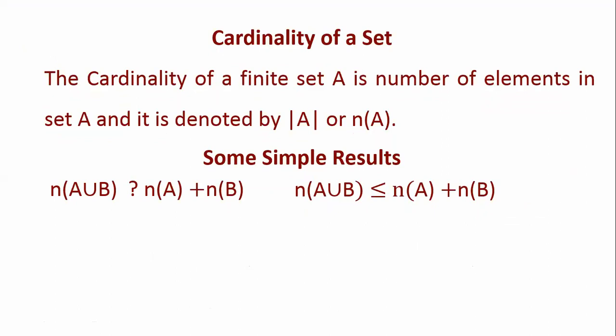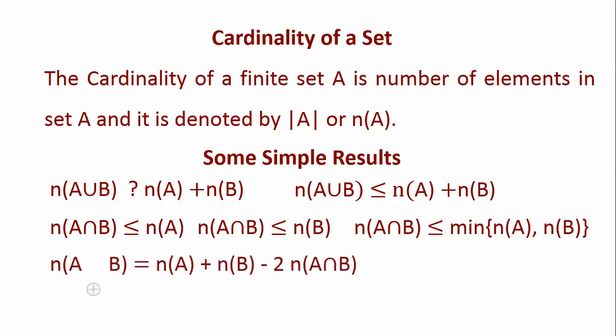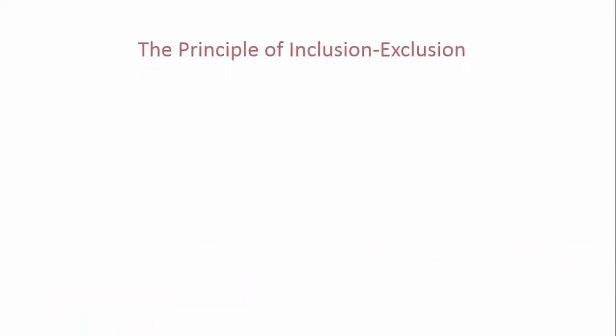Cardinality of A union B is less than or equal to n of A plus n of B. Similarly, cardinality of A intersection B is less than or equal to minimum of cardinality of A and cardinality of B. Then the ring sum of A and B: cardinality is equal to cardinality of first plus cardinality of second minus 2 times cardinality of their intersection. Then cardinality of A minus B is greater than or equal to cardinality of A minus cardinality of B.